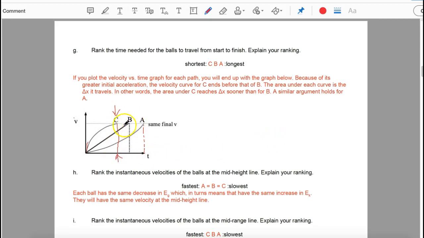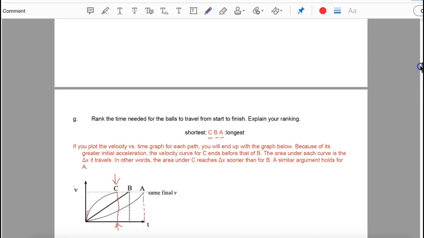For letter B, it ends second. And then finally for letter A, because it doesn't have much initial acceleration, it actually takes the longest amount of time. So the shortest amount of time is C, the next shortest is B, and the longest is A.